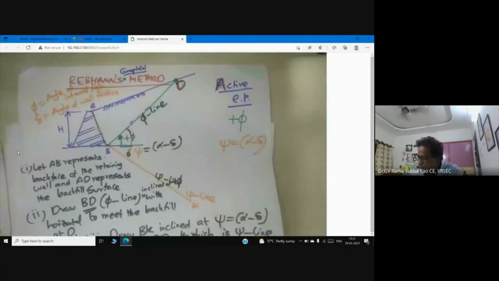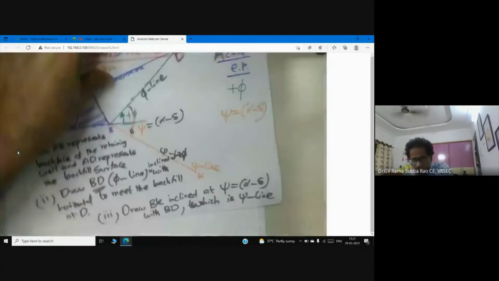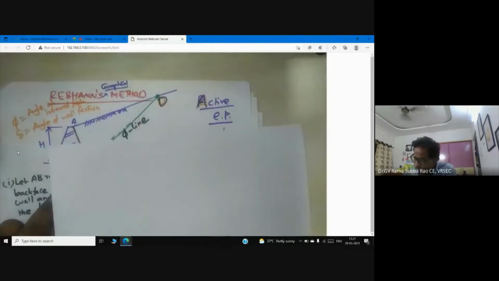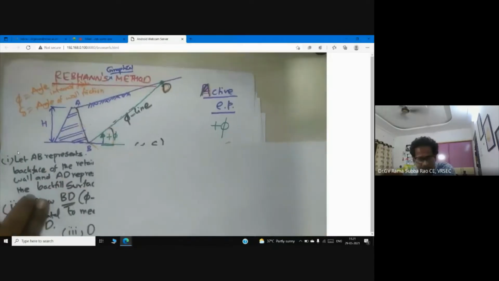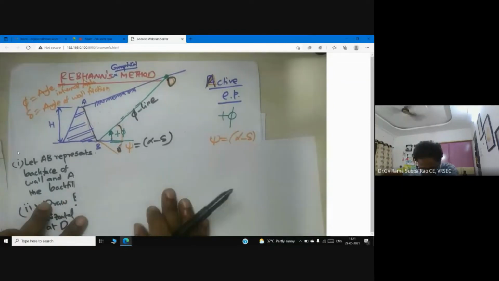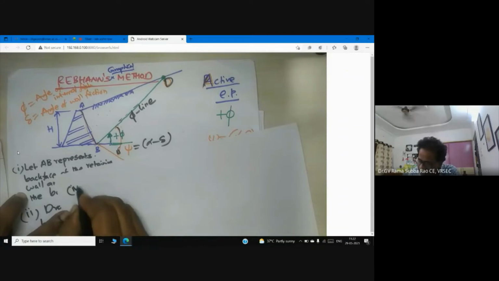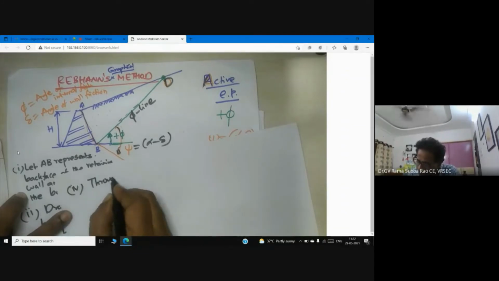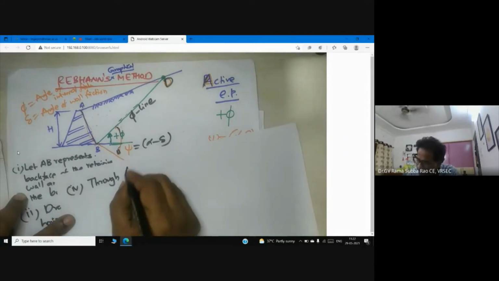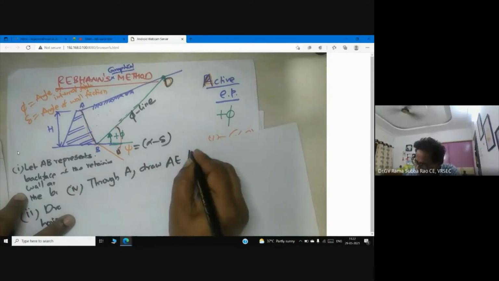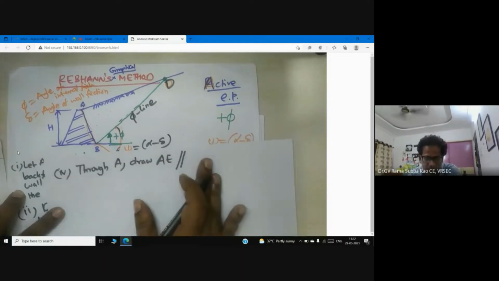Yes, because I have to ensure whether whatever I am writing is visible to you or not. This is the biggest challenge actually. So for me, fourth, I think through A. I will write one by one. Draw AE. This is a symbol I am using for parallel to save the time only.